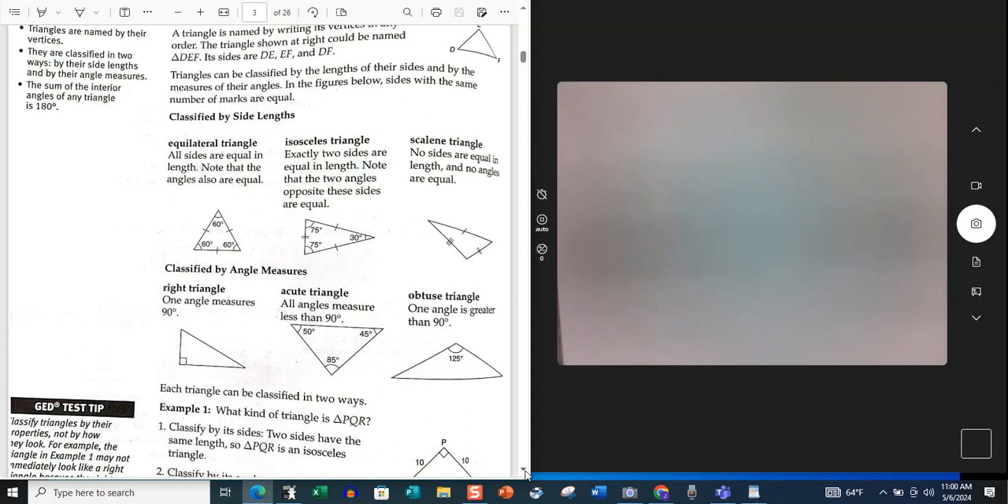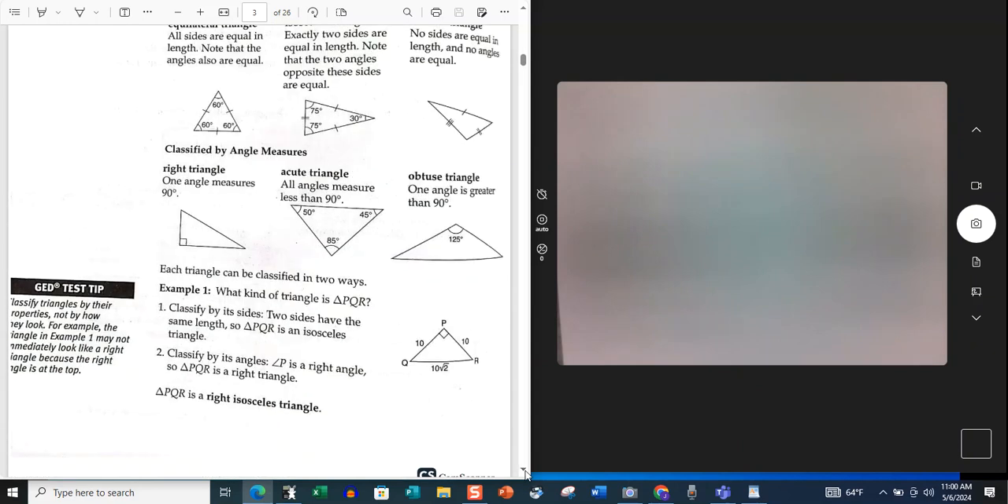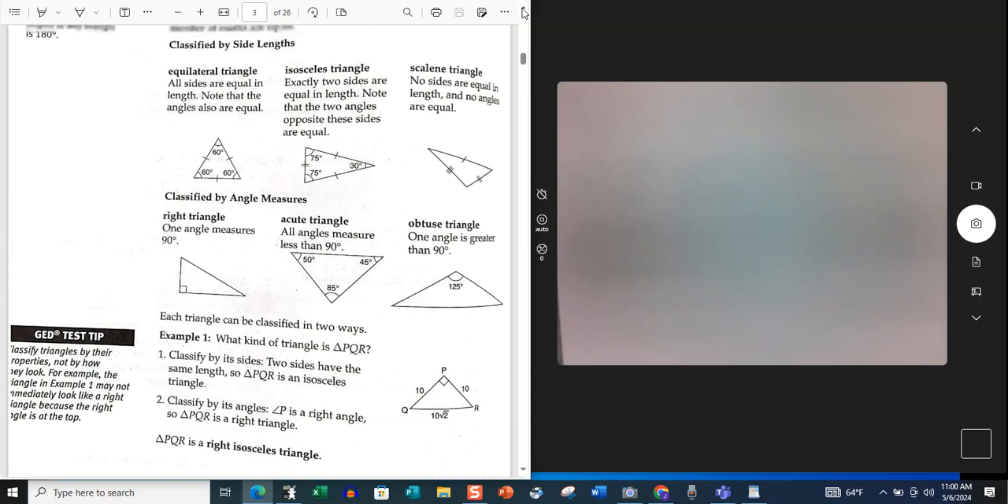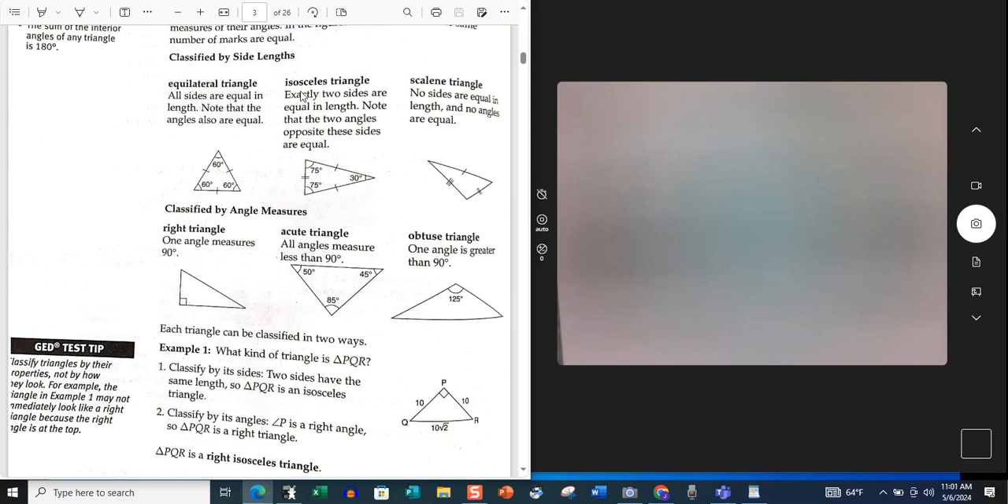Okay, so now these classifications that I was naming here were based on their sides: the equilateral, isosceles, and scalene. On their angles, they're classified as a right triangle if you have a 90-degree angle. And you notice there's that little box there that indicates it's a 90-degree angle. An acute triangle has all angles measuring less than 90 degrees. If all of these angles are less than 90 degrees, they're acute. And then obtuse, one angle is greater than 90 degrees.